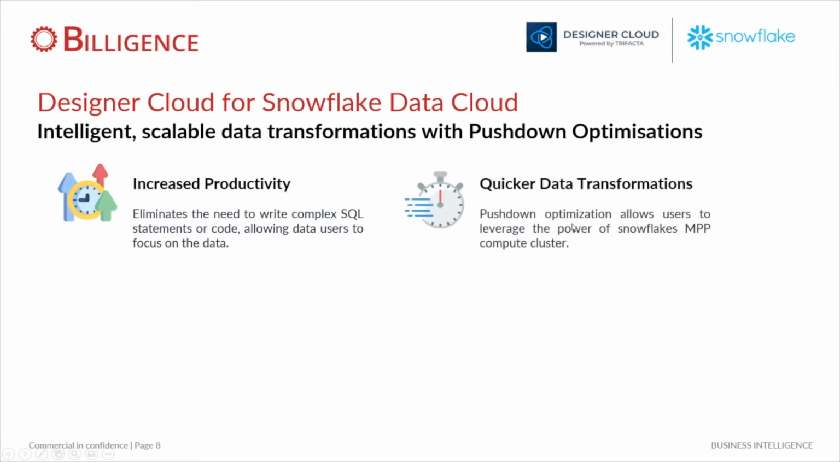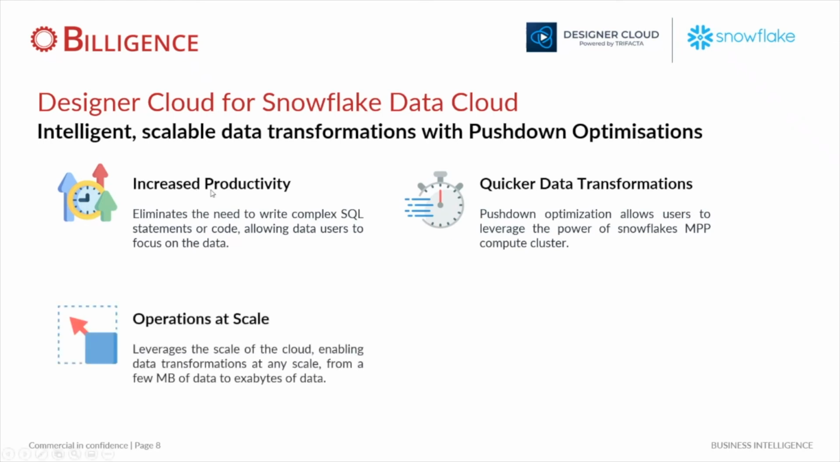So instead of using their own compute engine, pushdown optimization allows users to leverage the power of Snowflake's massively parallel processing compute clusters, allowing data transformations that are up to 20 times faster. So Designer Cloud's support of Snowflake also leverages the scale of the cloud, enabling data transformation at any scale from a few megabytes of data to exabytes of data.